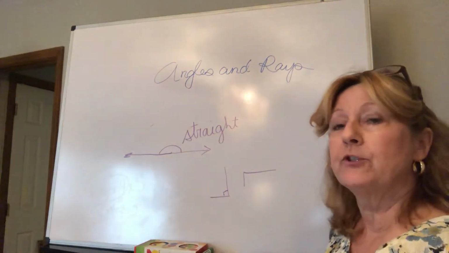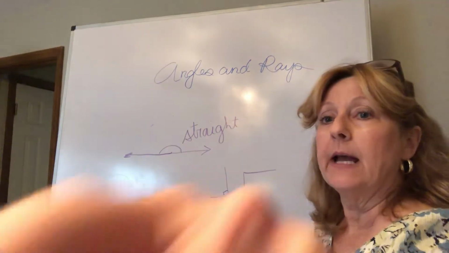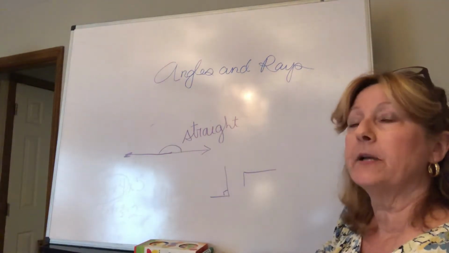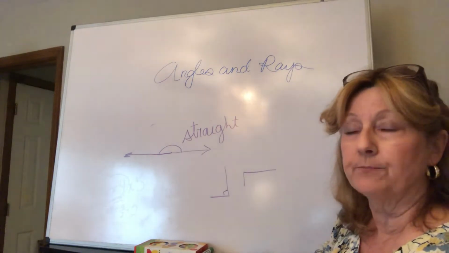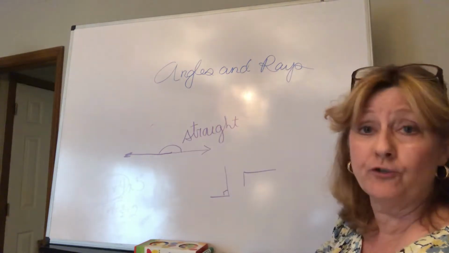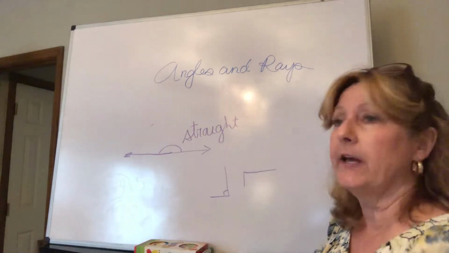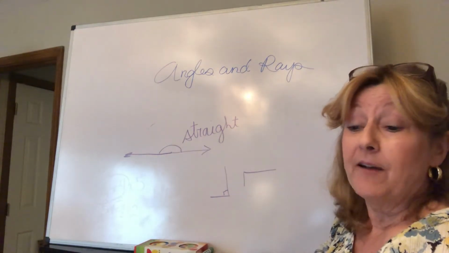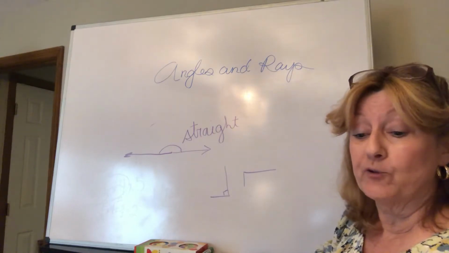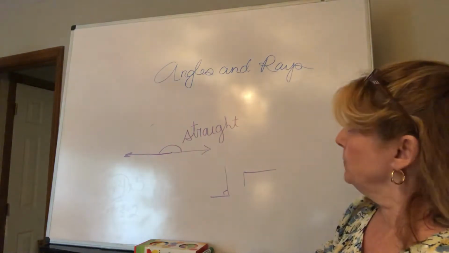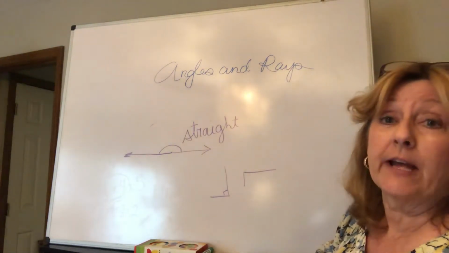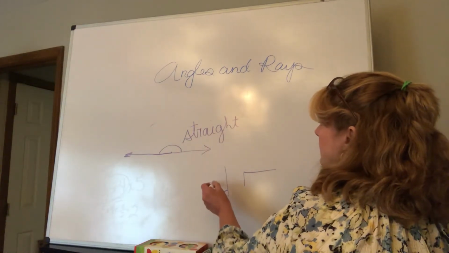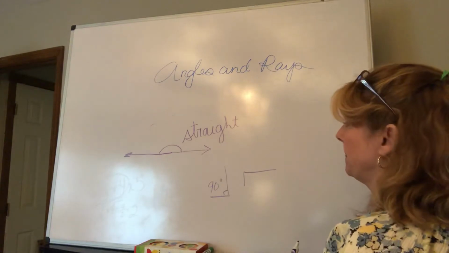Now, angles have degrees of measurement, and that's the way that you can tell what size it is. It helps you draw them. It helps you on a protractor learn how to measure your angles, and all of that you'll be using for the rest of your school years, and you'll be loving it once we learn how to use a protractor. So I just want to talk to you about the degrees of angles. So the right angle is always 90 degrees.